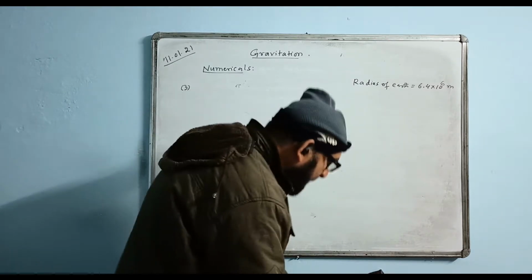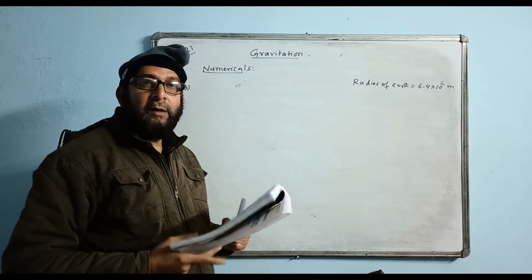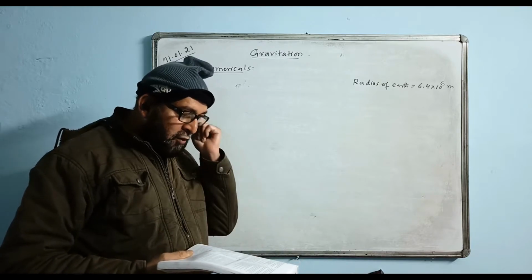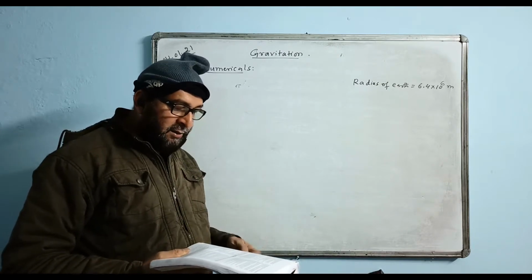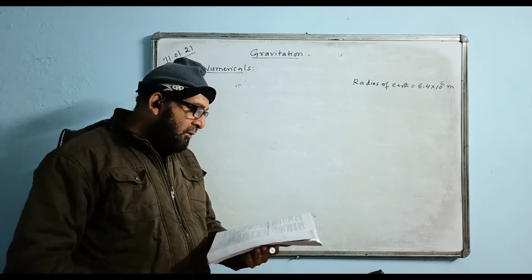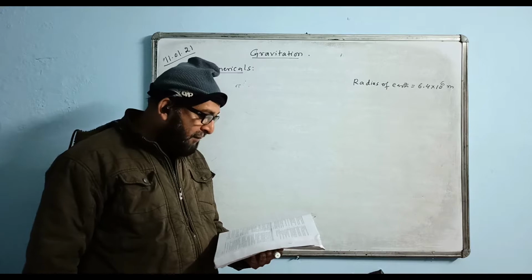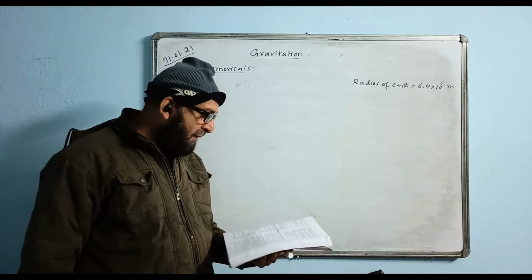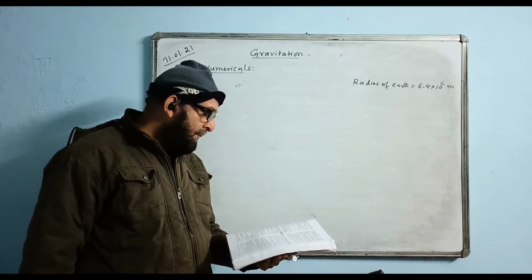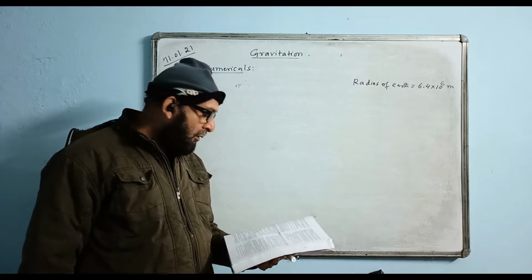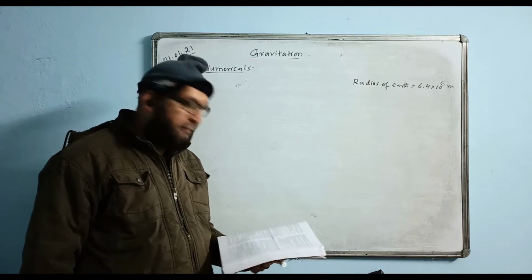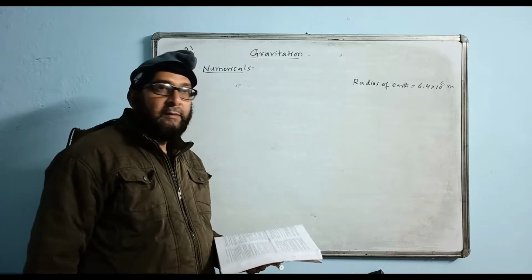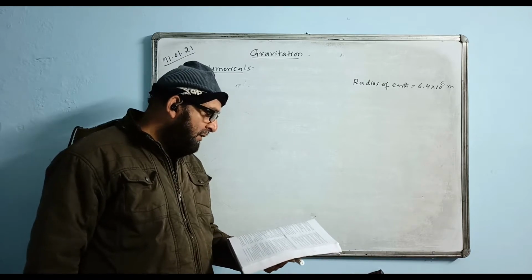Here the question says Earth's revolution around the sun has a radius 1.5 into 10 to the power of 11 meters, and a period of 3.15 into 10 to the power of 7 seconds.